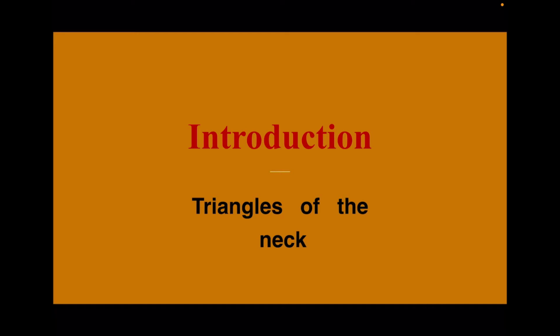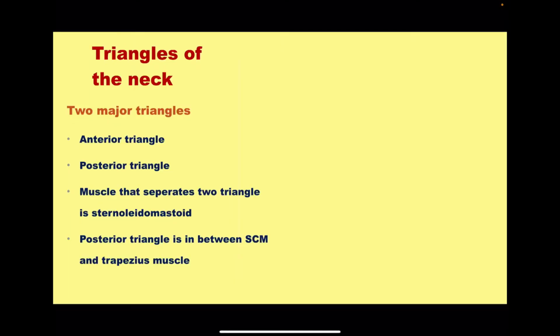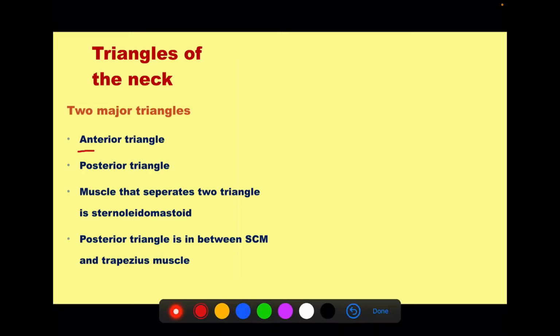Welcome to the presentation on head and neck anatomy. It's an introduction lecture. Today we are discussing the triangles of the neck. The triangles of the neck are divided into two major triangles. One is called the anterior triangle and the other is called the posterior triangle.